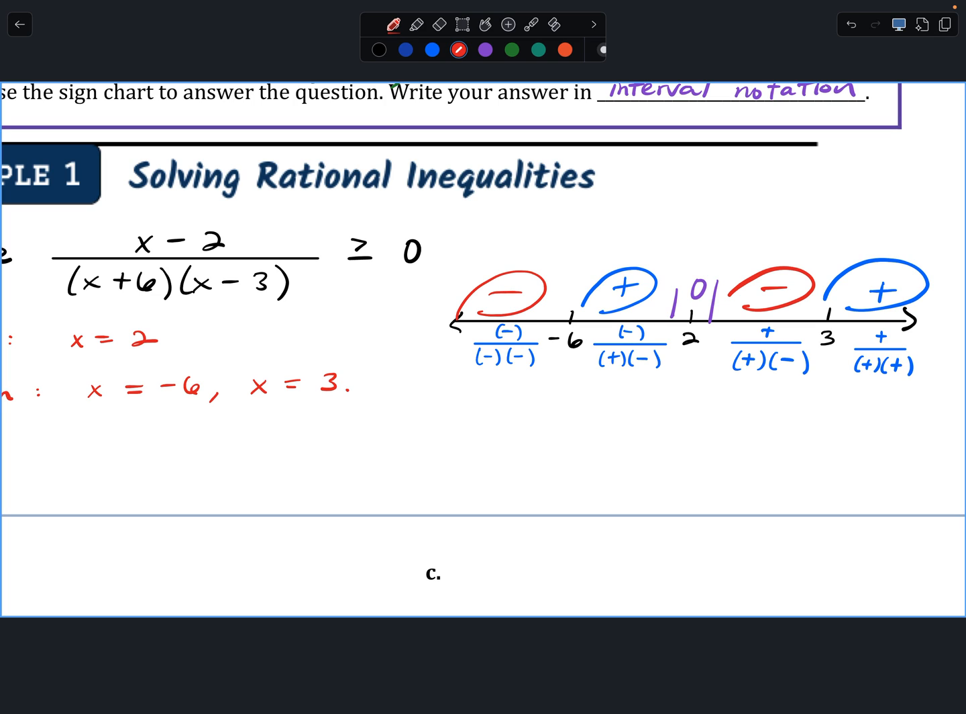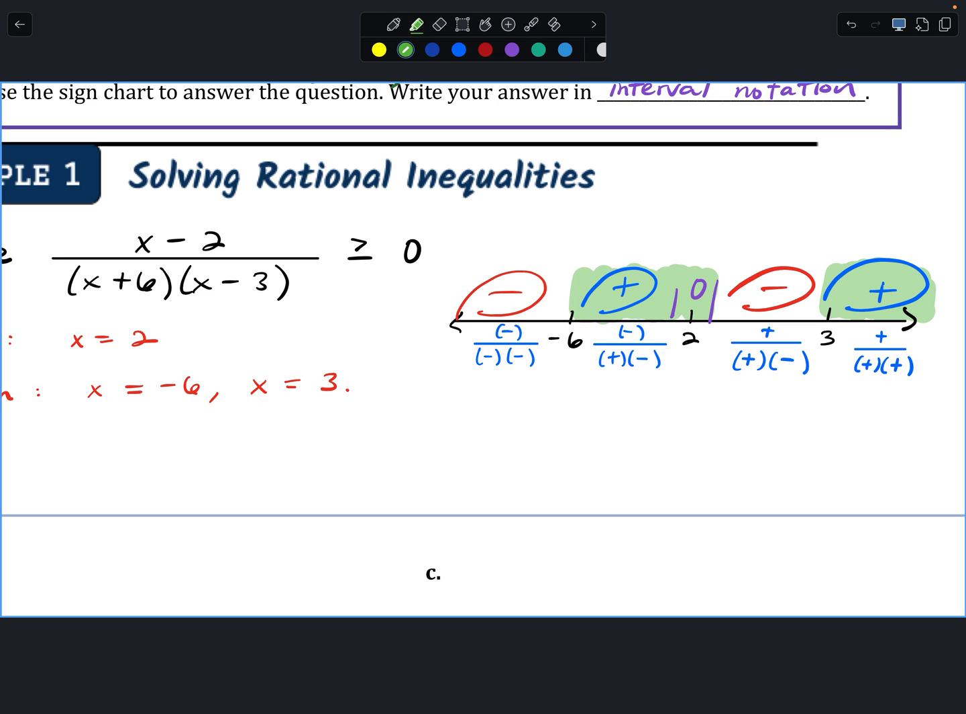So if I want to answer the question now, I want everything to either be what? Greater than or equal to 0, right? So do I care about this? No. Do I include negative 6? No. But I do include from here to there, and then from here onwards.